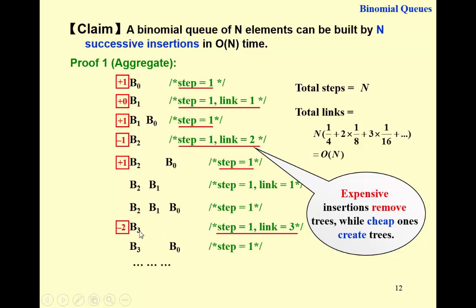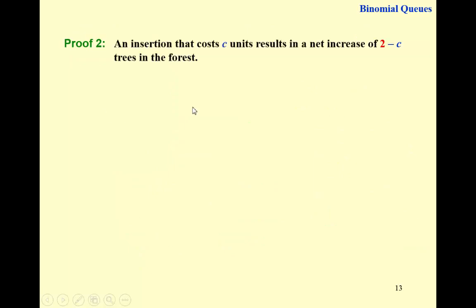So for example here, before the insertion, we have 3 trees. After the insertion, we have only 1 tree, and therefore the net increase of the number of trees is negative 2. So it's a good way to define the potential function. So let's try to prove by the potential method. By observation, we realize that an insertion that costs C units results in a net increase of 2 minus C trees in the forest.